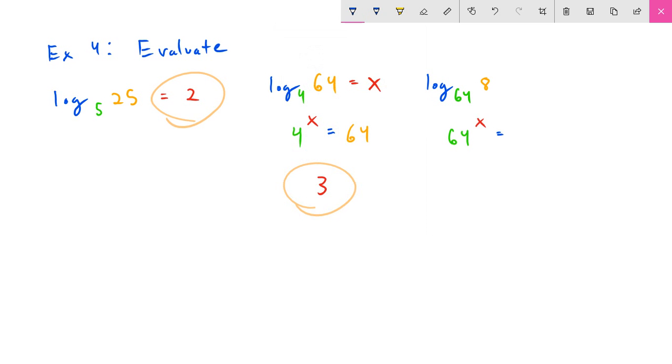You have to make sure you understand the vocabulary, because when you're doing exams and things like that, it's just going to give you the instructions. It's not going to give you an example and show you what it looks like. You need to know what the instructions are asking you to do. 64 to the x equals 8. How does that work?